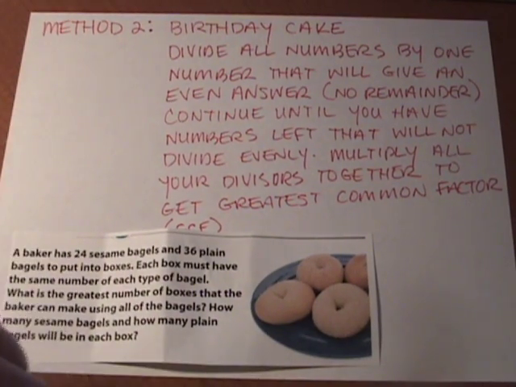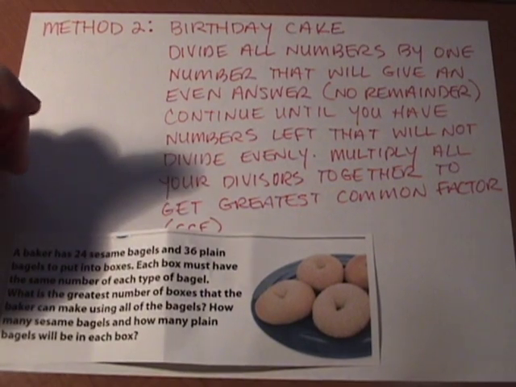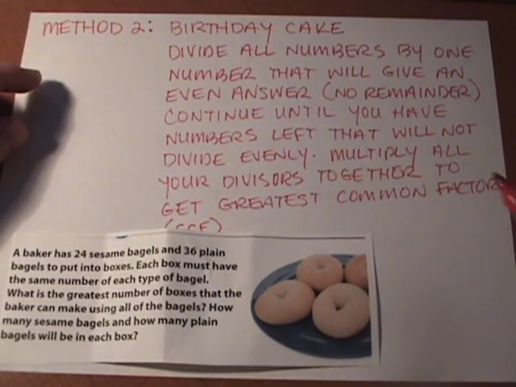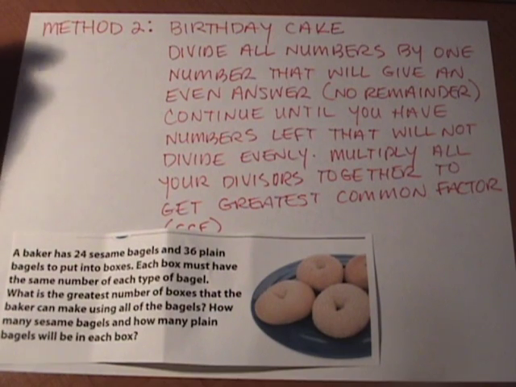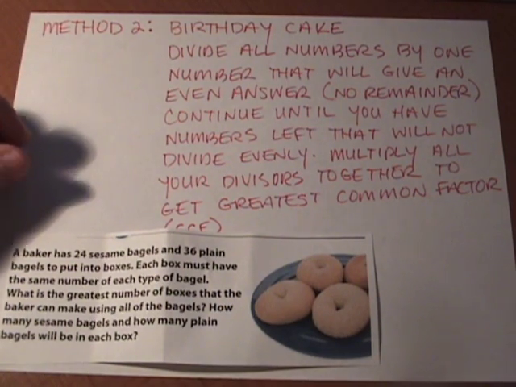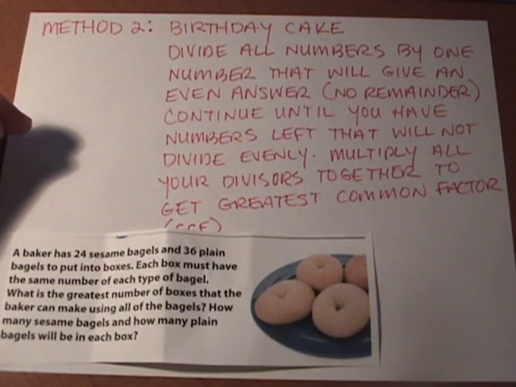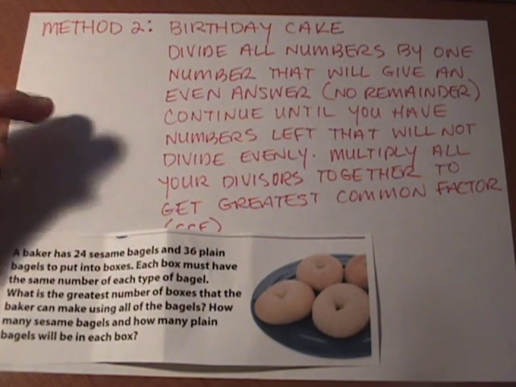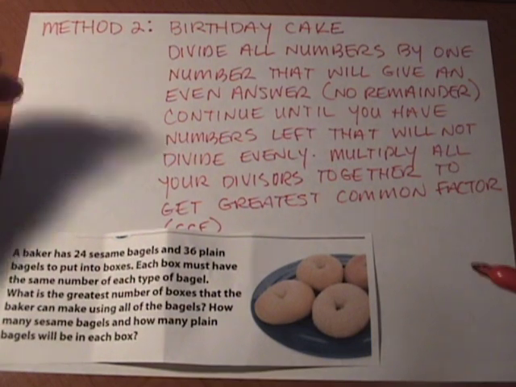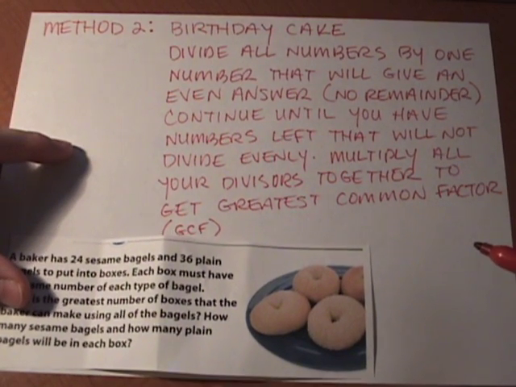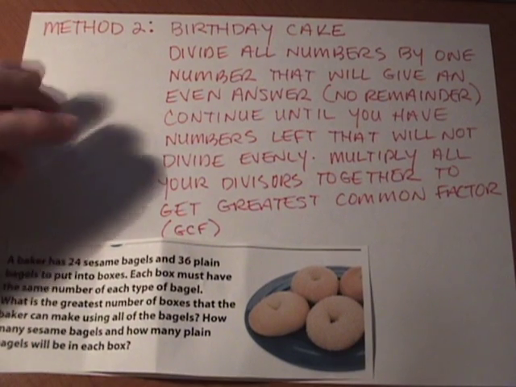So how you do this one is you divide all the numbers by one number that will give you an even answer. And what I mean by that is with no remainder. And you just continue dividing each new set of numbers until you're left with numbers that you just can't divide evenly. Then you take all your divisors, multiply them together, and then the answer is going to be your greatest common factor. So that's what we're going to do.